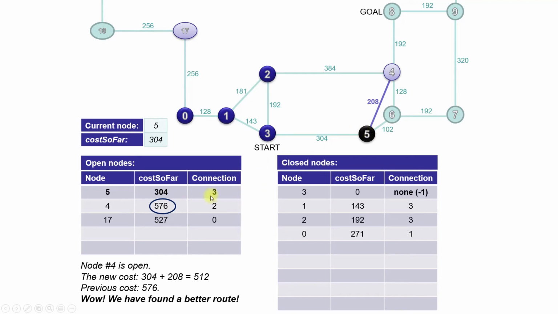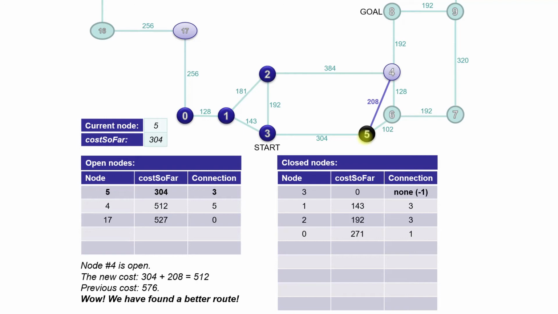But the previous cost was 576. Wow, we have found a better route. Our new cost is 512, which is better than the cost so far stored in the system. So we will now replace the cost so far with the new calculated cost 512, and we also change to the new connection to our current node, node number 5.